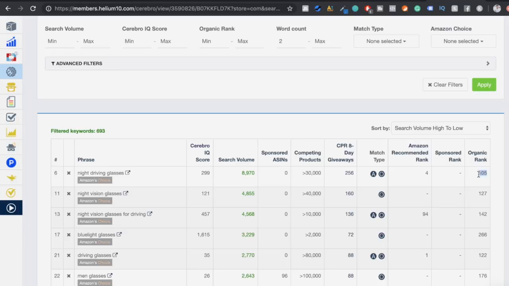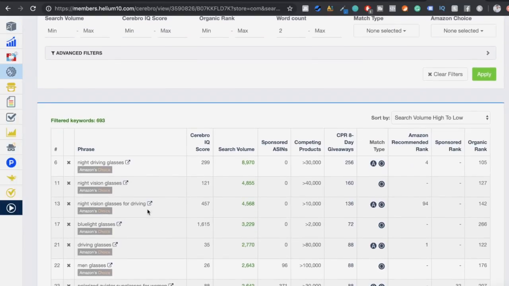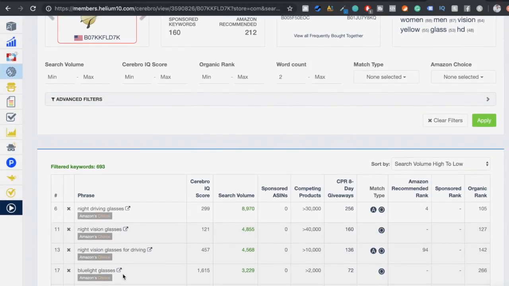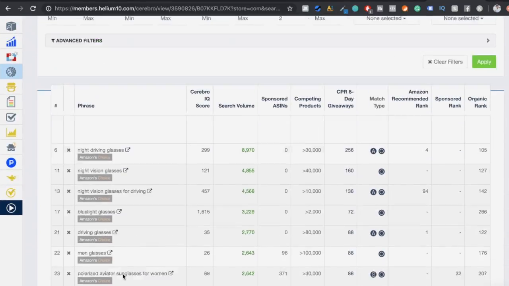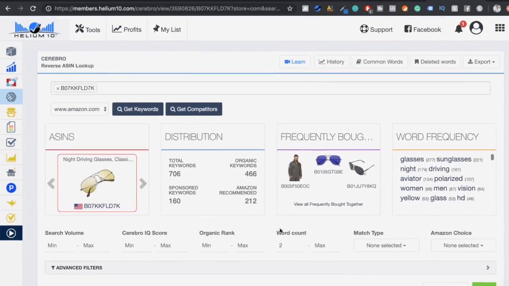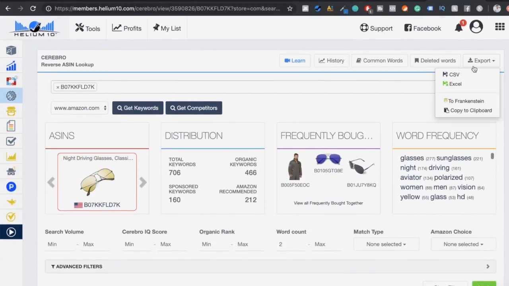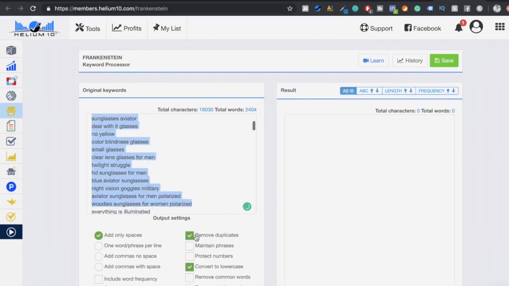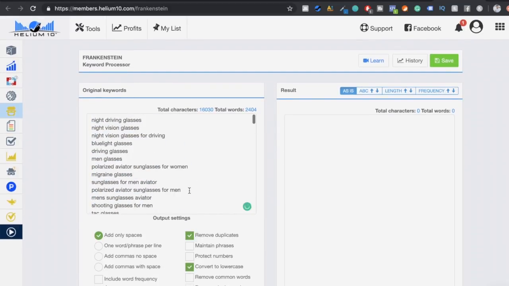So what you have to do is X out all the keywords in here. Then once you have all the keywords that are relevant to you, but you're not ranking for, or not ranking highly for, when you've taken them out, you want to go to export, and you want to export to Frankenstein. Or you can do it to clipboard, whatever, and you'll have them here, and you can copy all the ones that are actually relevant, and then you can take them to a PPC campaign and run PPC to those keywords, because clearly you are ranking for them.